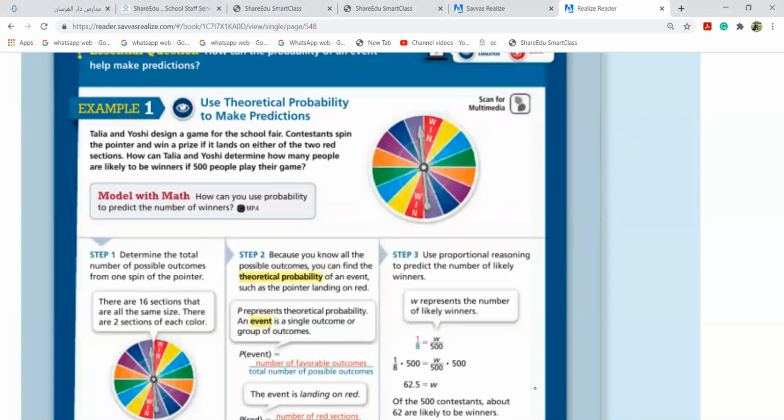Because here, in the question, they gave you: Thalia and Yoshi design a game. Contestants spin the pointer and win a prize if it lands on either of the 2 reds. How can Thalia and Yoshi determine how many people are likely to win if 500 people play the game? So girls, this was 1 out of 8. If 1 out of 8 is playing the game, so with 500 people, how much? So 1 divided by 8 times 500. You remember this? This you will divide and this you're going to multiply. So with this you get the answer.